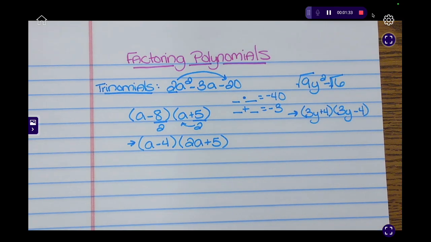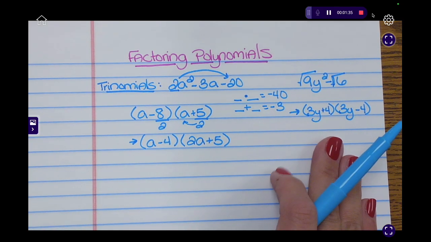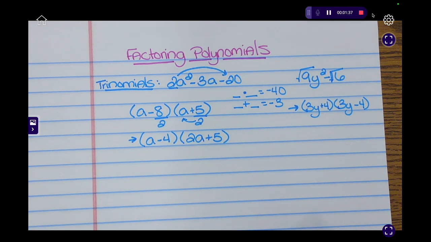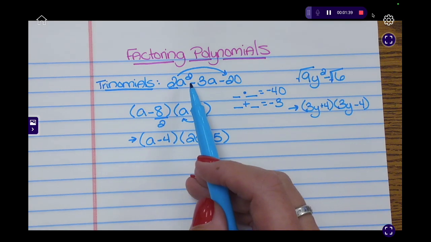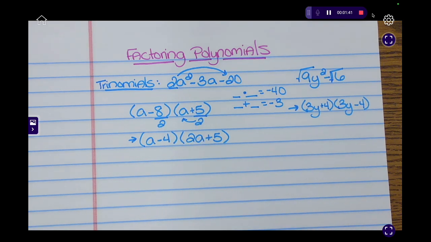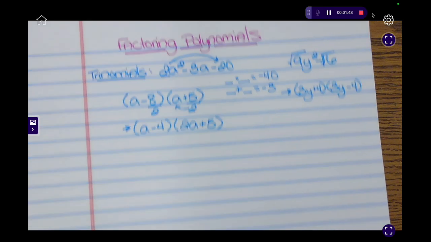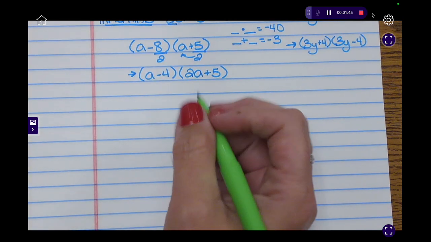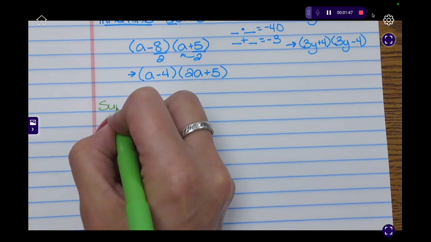Okay, so looking at this, this is what we have already done as far as factoring polynomials. So now we're going to look at some larger polynomials that have a different exponent other than a 2. All right, so the first one we're going to look at is a sum of cubes.